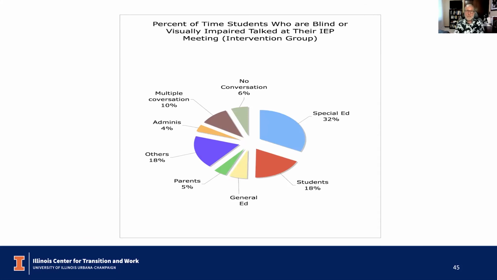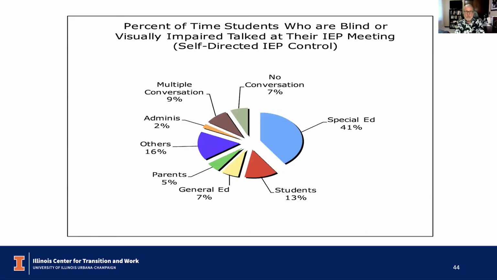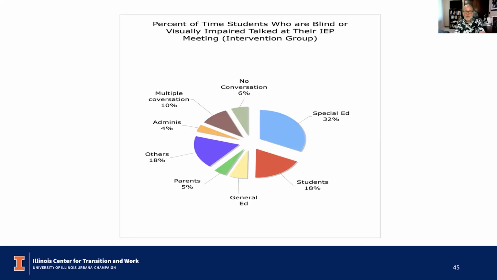And you can see as we went through this where that extra time came from. The parents talked 5% after watching the PowerPoint presentation. Before they talked 5%, so that didn't change. Others talked 6% before. Here they talked 18%. They actually got engaged more. So most of the loss in talking came from the special education teacher.